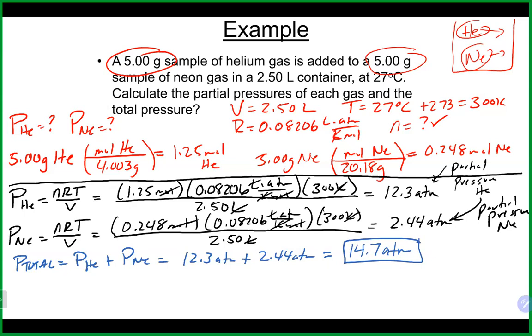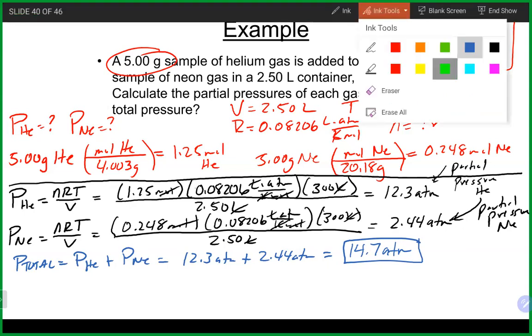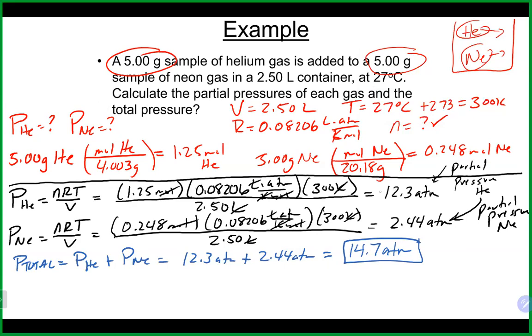By the way, just looking at this, the major contributor to the pressure in this mixture is which gas? It is helium. Why is helium the major contributor, you think? It does have higher pressure, so it is the one causing more pressure. But why is it causing more pressure? It actually has to do with these numbers.